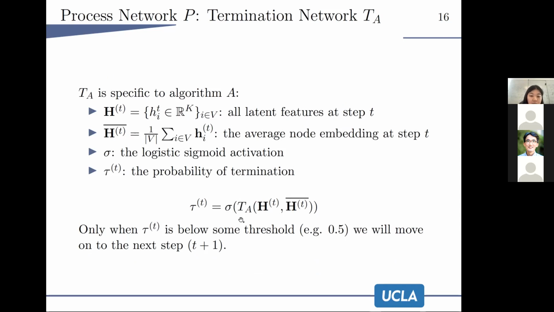via another neural network. And the output layer is a logistic sigmoid activation, and it takes in all the latent features for all the nodes at step T, and also their average. This is its input, and the output will become a probability of termination. And after that a threshold is set, for example, 0.5. And if the threshold says let's terminate it, then the algorithm is terminated.